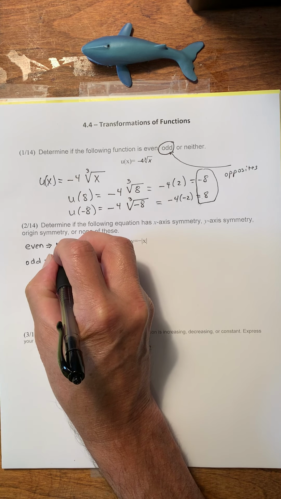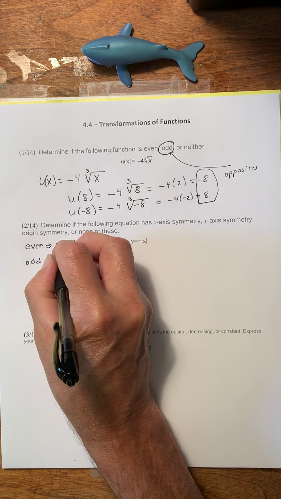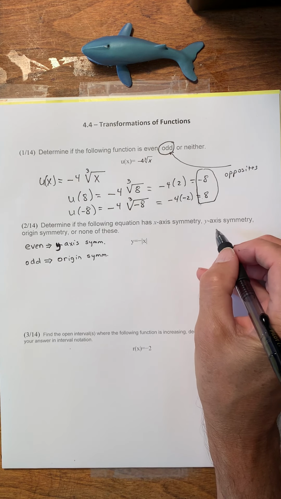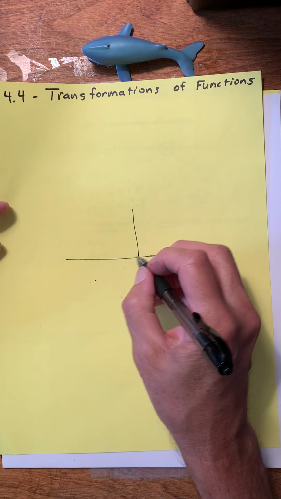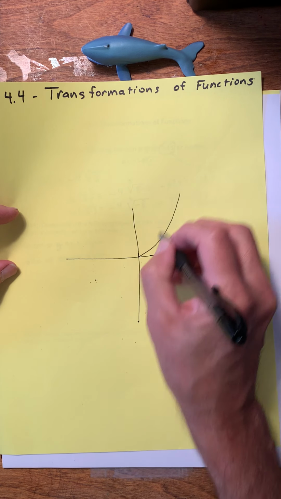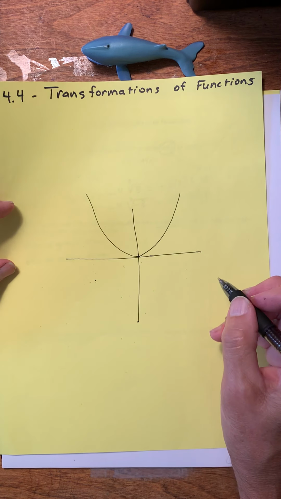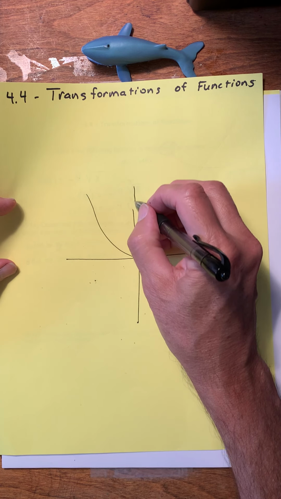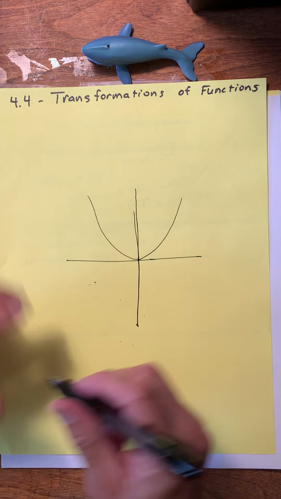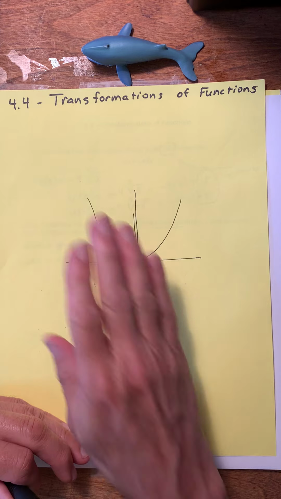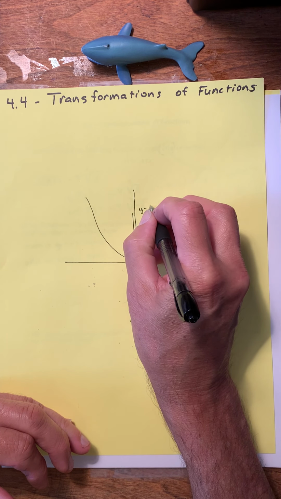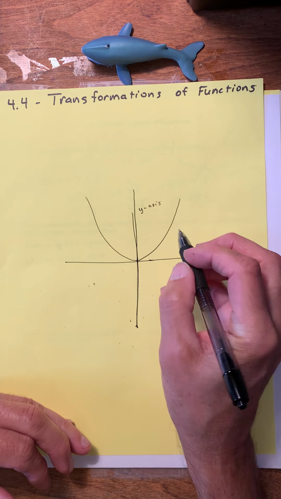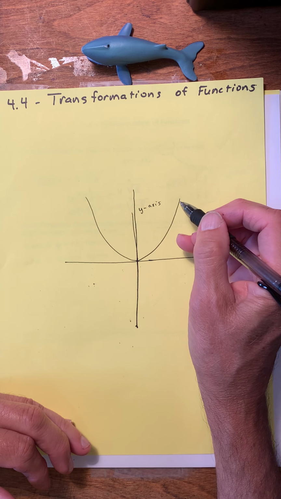Mistake here. This is y-axis symmetry. You're not going to get any of this x-axis symmetry. And here's why. If I have a parabola, you could say this guy has y-axis symmetry. The y-axis divides it into perfect halves. This is my y-axis. The y-axis divides it into perfect halves.